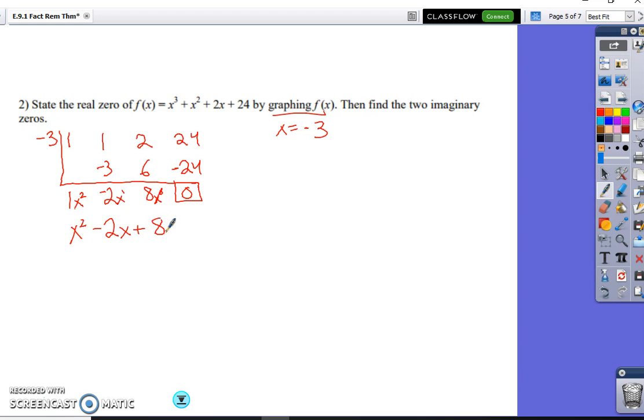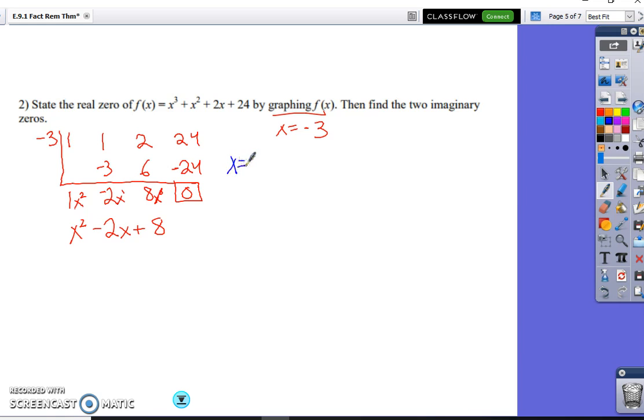Now, it said then find the two imaginary zeros. So you can sit right here and try to figure out how to factor this, what multiplies to 8 and adds to -2, but you're not going to find anything that works because this is a positive 8, not a -8. So you have two choices here. You can either find your imaginary zeros by completing the square, or you can find your imaginary zeros by the quadratic formula. So I'm going to go through both of those options here and show you both of them.